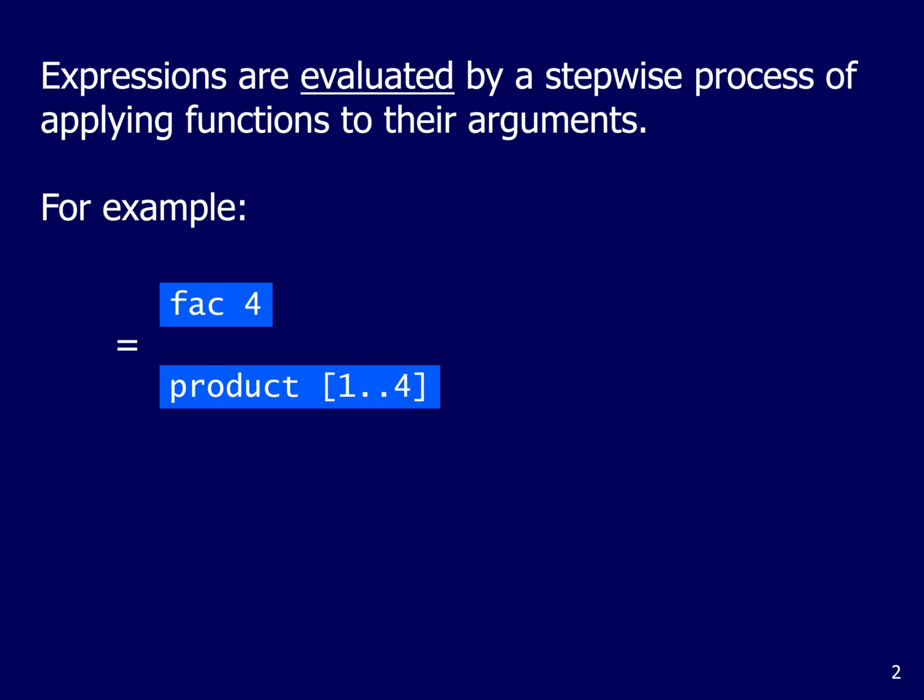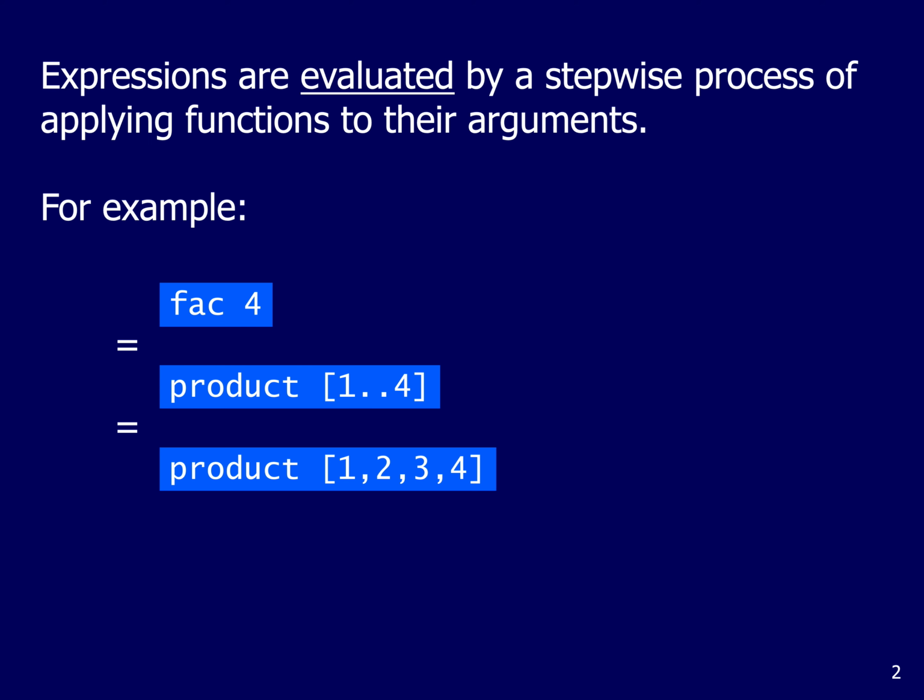So what are we actually going to do to proceed? Well, we can't apply the product function yet because we don't actually know the full extent of that list. So we need to apply the dot dot function first to actually expand the list out to 1, 2, 3, and 4. Now we can apply the product function, and we'll see later on today how you can define that itself in Haskell, in fact recursively.